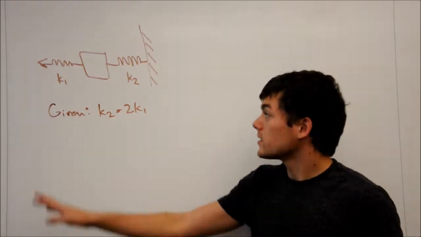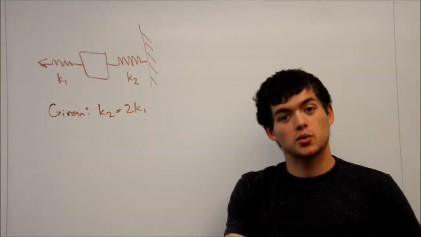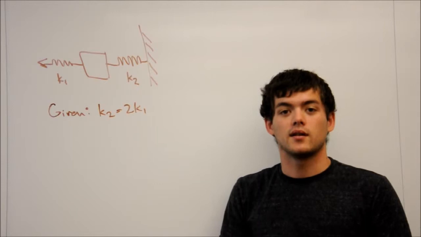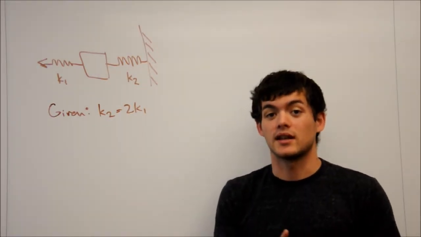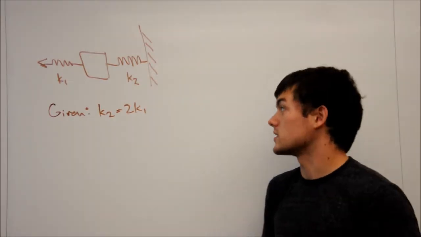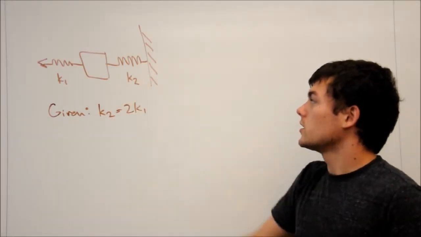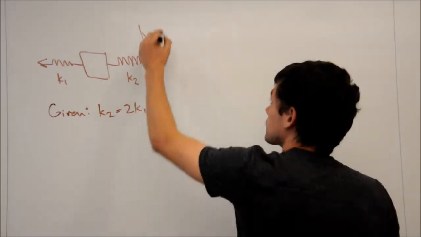We are given that K2 is equal to 2K1. And what we're asked is that if K1 is stretched to a distance d, that means that the difference between its current length and its equilibrium length is d, not that its total current length is d. What is the stretch in the spring K2?